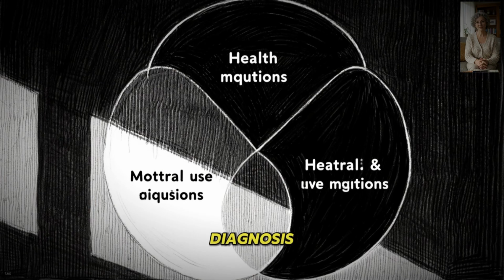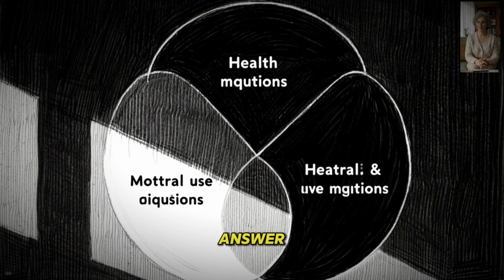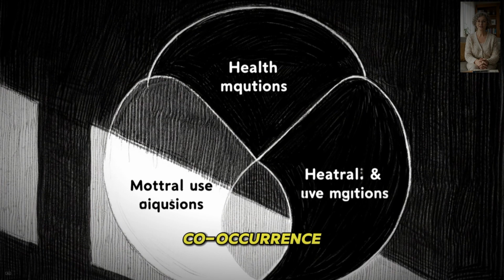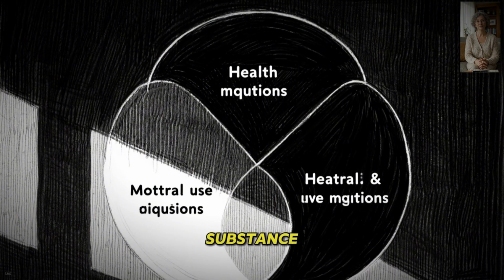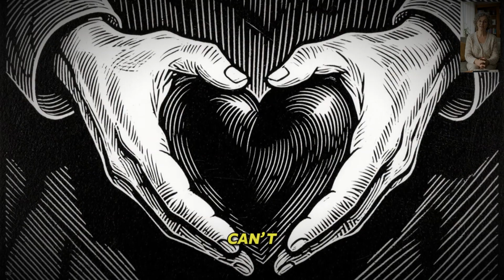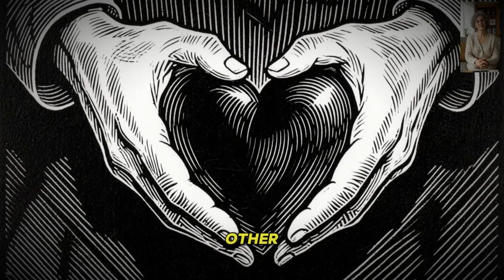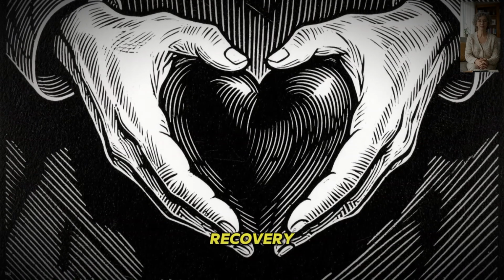Question 8. What does dual diagnosis refer to? Answer: the co-occurrence of a mental health disorder and a substance use disorder. You can't treat one and ignore the other. Both need to be addressed for full recovery.